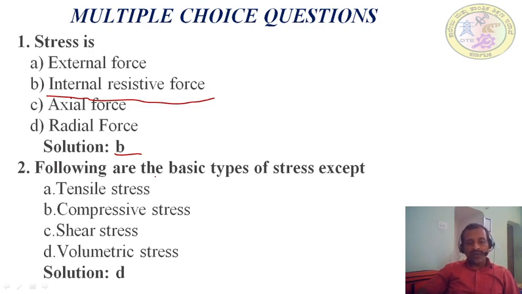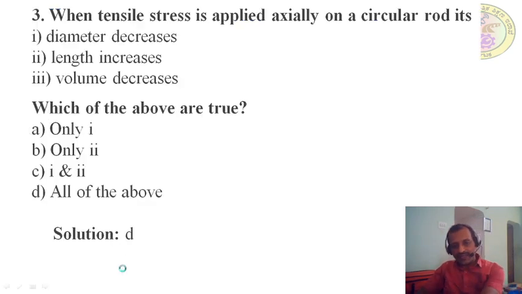Second: the following are the basic types of stress except A. Tensile stress, B. Compressive stress, C. Shear stress, D. Volumetric stress. While explaining the types of stress, I have not explained volumetric stress. Volumetric stress is not a basic type of stress. The basic types of stress are only tensile stress, compressive stress, and shear stress. So the answer is D, volumetric stress.